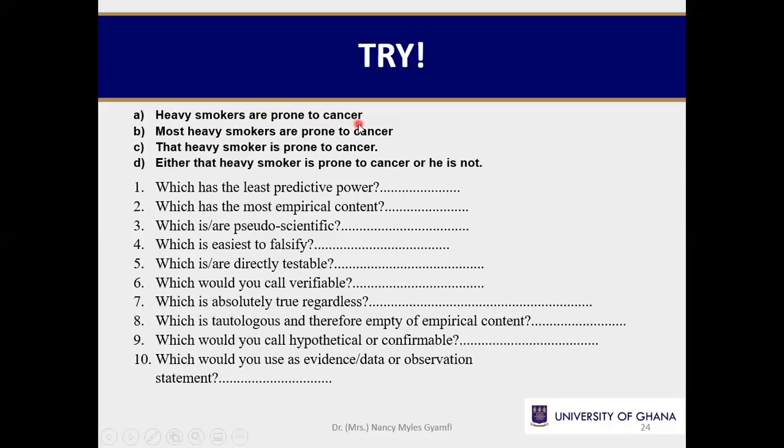Heavy smokers are prone to cancer. We all can tell that this is a universal generalization. A is a universal generalization. Look at B. Most heavy smokers are prone to cancer. That is a statistical generalization. C: that heavy smoker is prone to cancer. This is a verifiable statement. It has a particular reference class, so it's not a generalization. You can't say you are going to confirm it. Then D, either that heavy smoker is prone to cancer or he is not prone to cancer. Already you can tell that this is a pseudoscientific statement. It is pretending to be falsifiable, testable, what have you. But I tell you, D is empty of empirical content. It's not saying anything that can be either true or false.